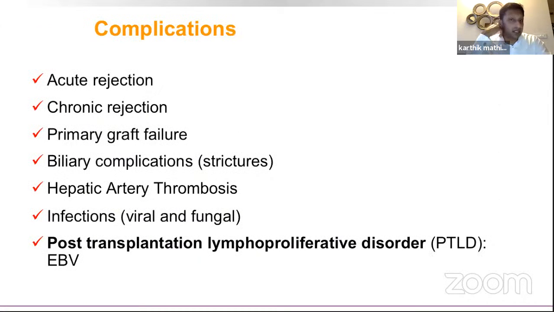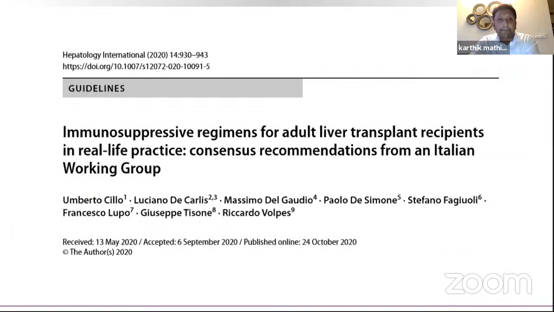So the complications of transplant, we need to know, because these are also very important in understanding the game of immunosuppression. So acute rejection, chronic rejection, primary graft failure, biliary complications, hepatic artery thrombosis, and infections, especially viral and fungal, which are difficult to treat. And PTLD, which is an entity we don't see in liver as commonly as in kidneys, but we do see it. In patients in long-term follow-up, more than 5 years, we have a slight incidence, less than 5%, of PTLD, but in kidney it's quite high and quite common.